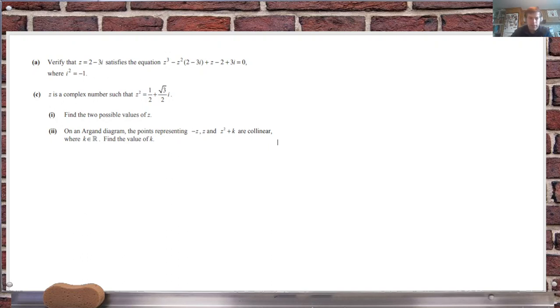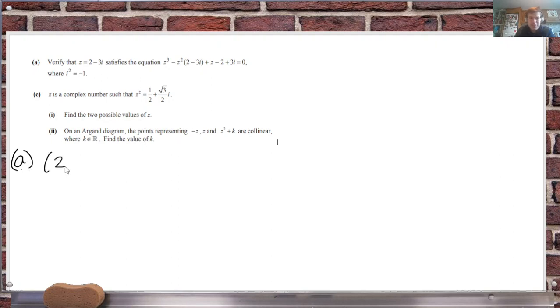Okay, let's have a look here. Verify that z satisfies that cubic. Okay. That looks like a bit of a pain, doesn't it? All right, let's check it out.